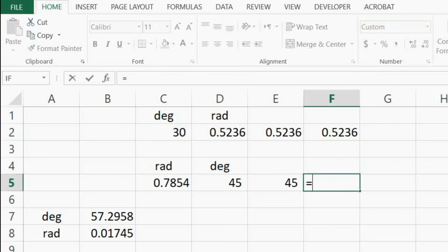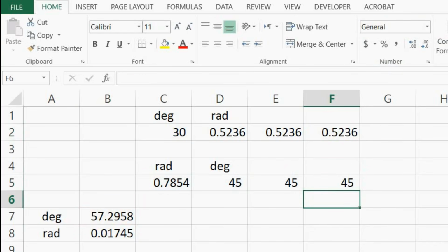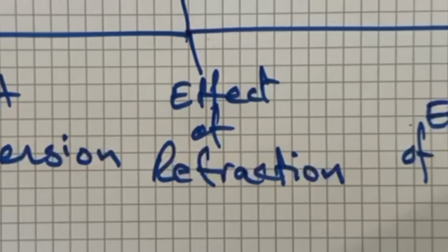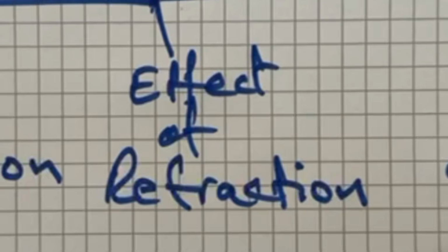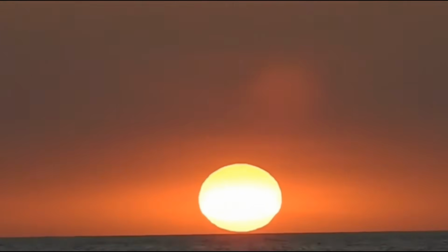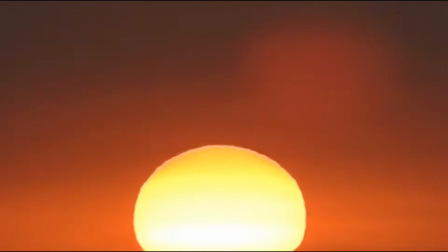Now we covered most of the conversions required for our calculations. The second part of this episode is the effect of refraction on calculations. When we observe objects in the sky, Earth's atmosphere bends the light, making them appear higher than they actually are. This is called atmospheric refraction.